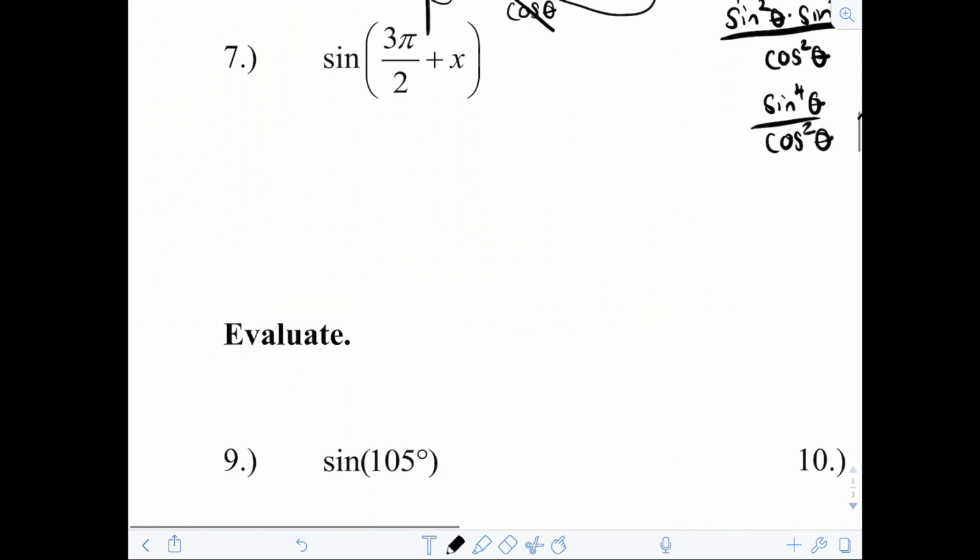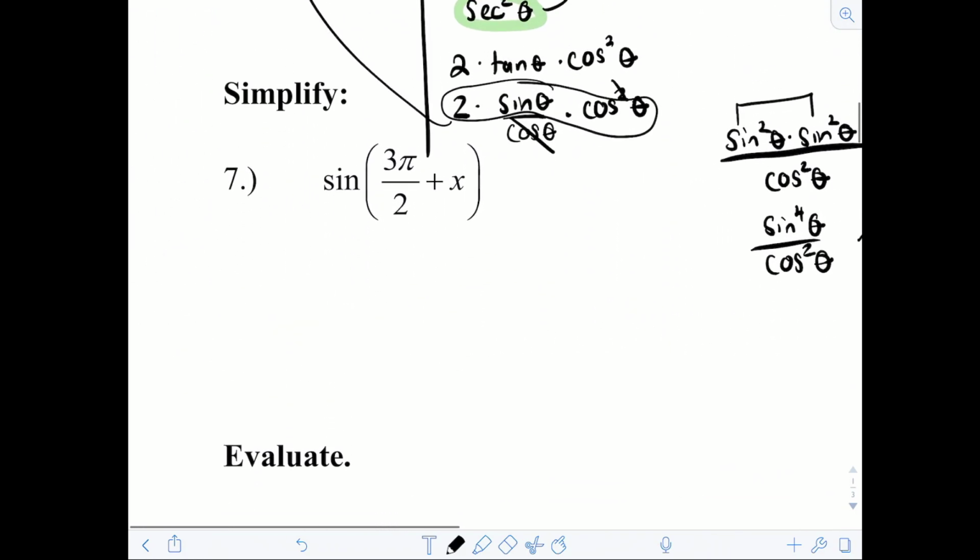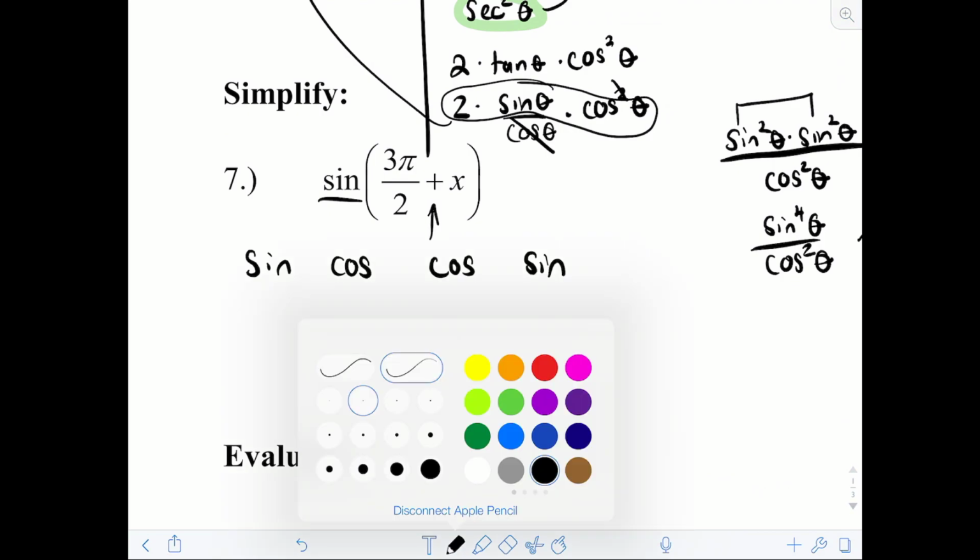Moving over to number 7, this says simplify. So I'm going to use the sum and difference formulas. The sum and difference formulas for sine goes sine, cosine, cosine, sine. This is given to you on the formula sheet.